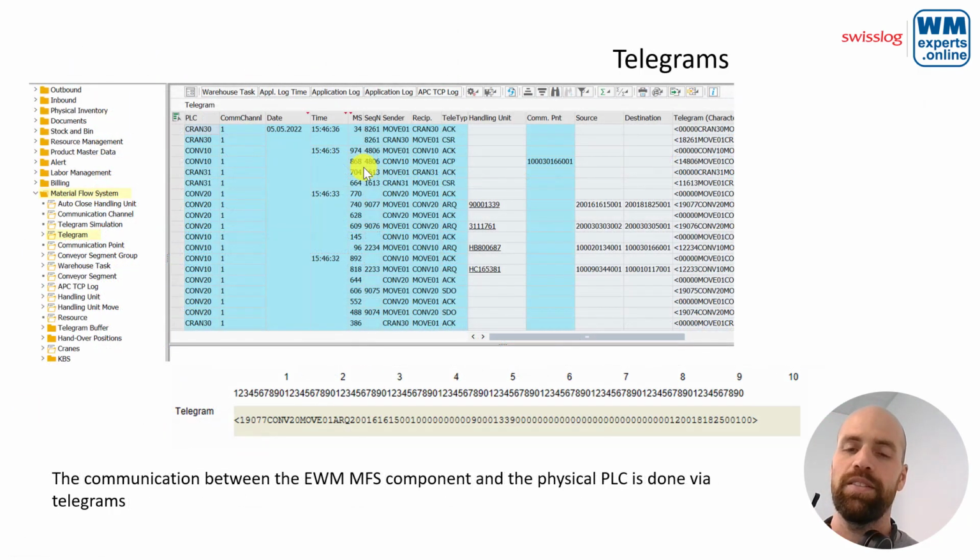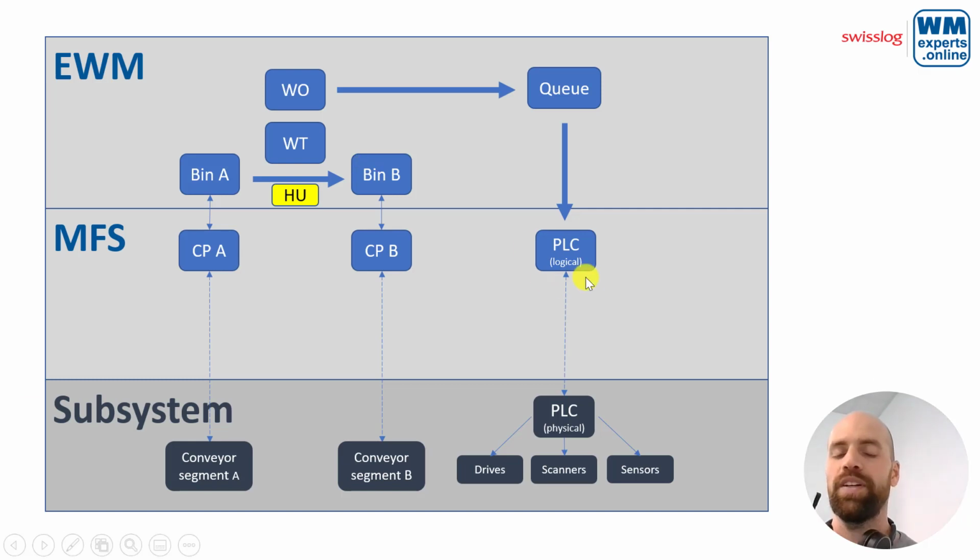Question is now, going back, when we have identified the PLC, we have identified that the task is relevant for the subsystem, how do we actually communicate it? And here, the next important object is coming into the game, which is a telegram. So here, the transfer of the task to the subsystem, to the physical PLC, this is done via telegrams.